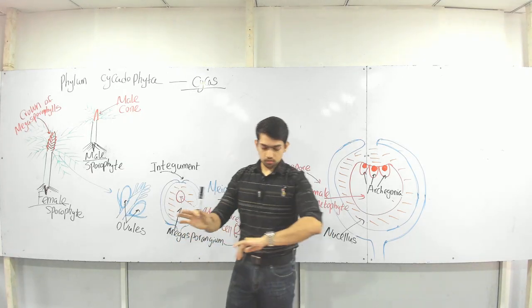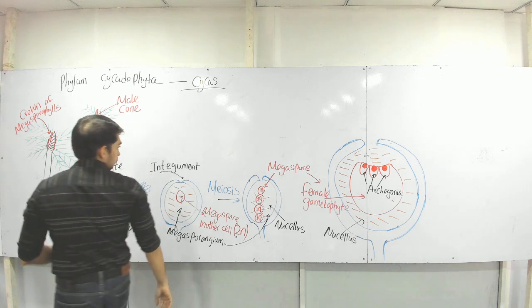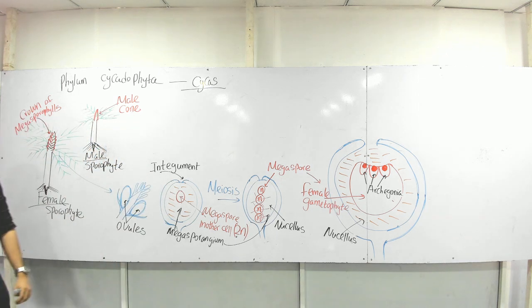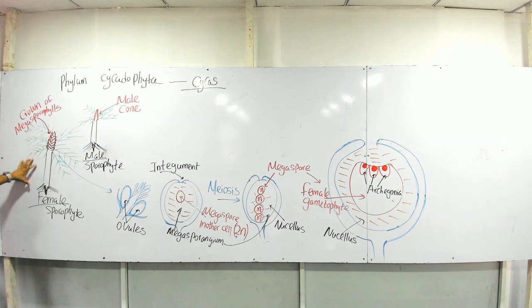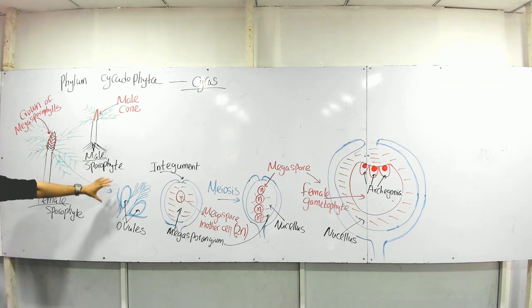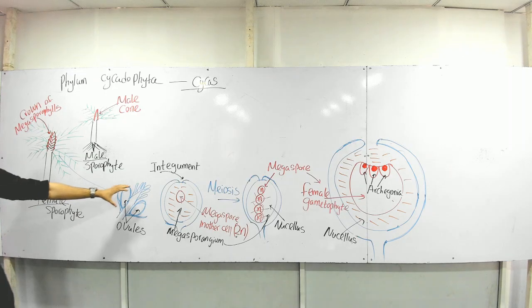Let's stop the female's story there for a bit. Then what has happened to the female? Female sporophyte is there. Female sporophyte has a crown of megasporophylls. In the crown, you have ovules.